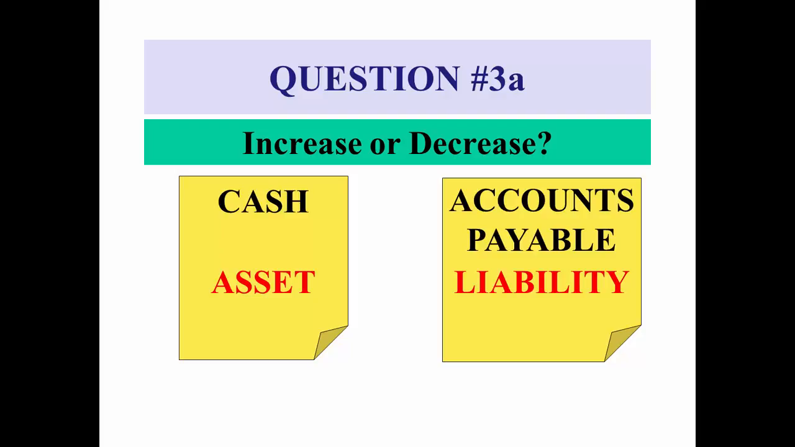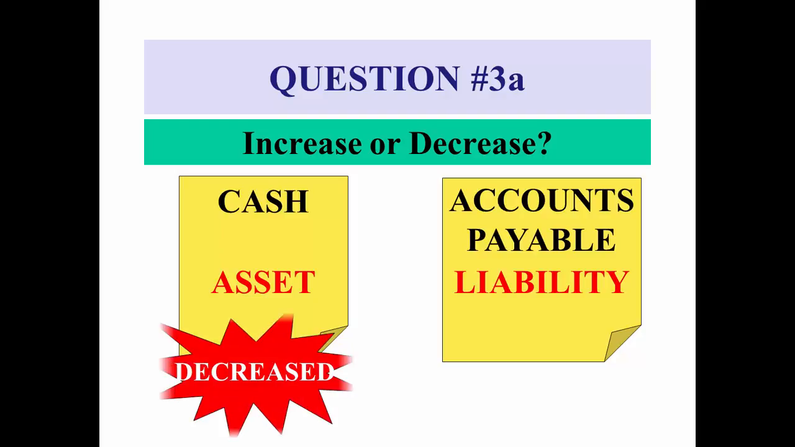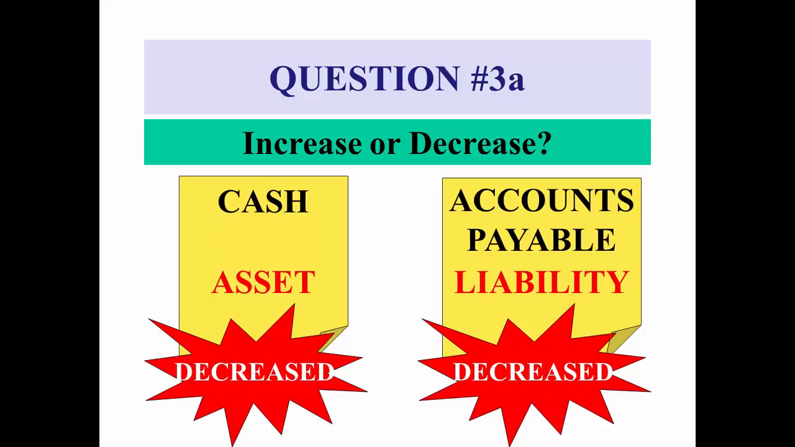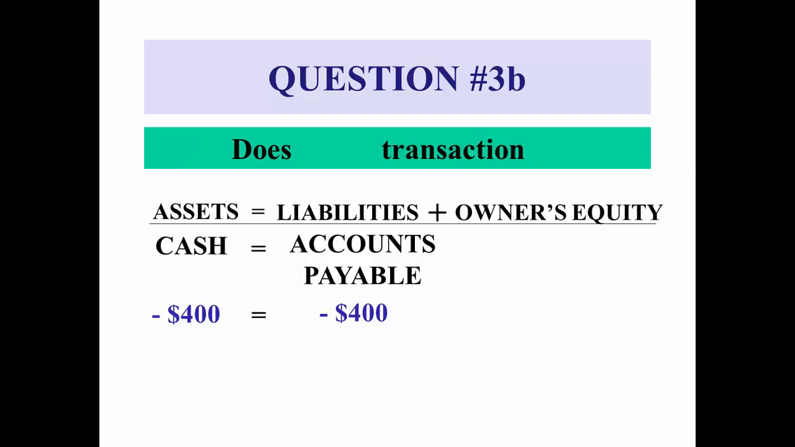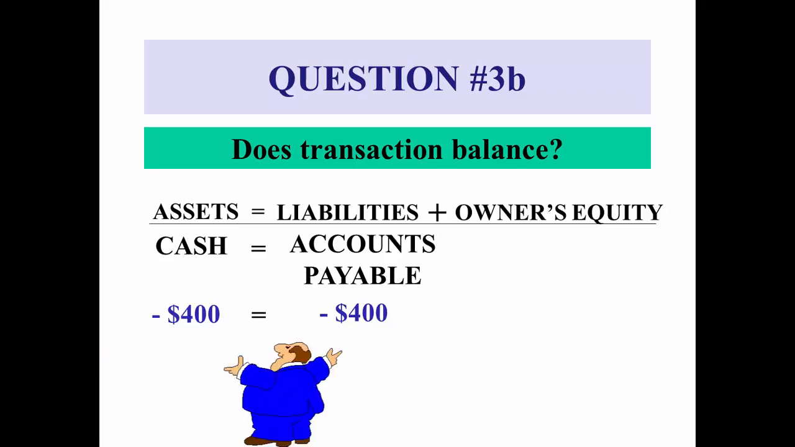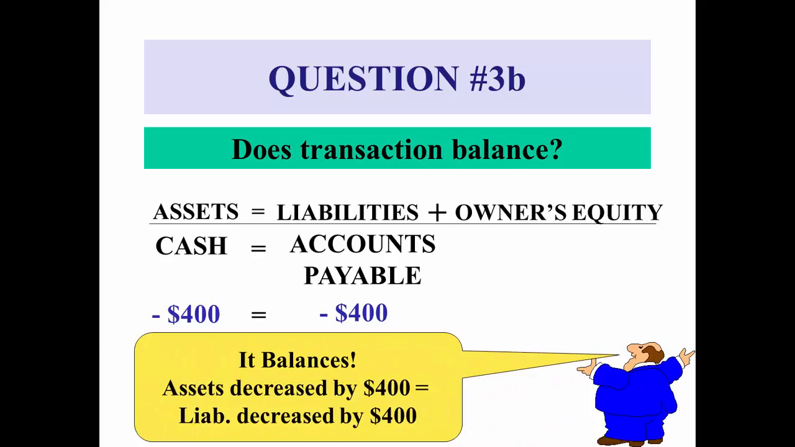When we ask ourselves, is there more or less cash than there was 5 minutes ago? We paid it out, so we have less cash. Do we owe out more or less to the vendor? Well, we even said that we owe out less to the vendor, so we have a decrease in cash and a decrease in accounts payable. Does the transaction balance? We have $400 less in cash and $400 that we owe out to the vendor less as well. So we have a decrease of $400 equals a decrease of $400. It balances.